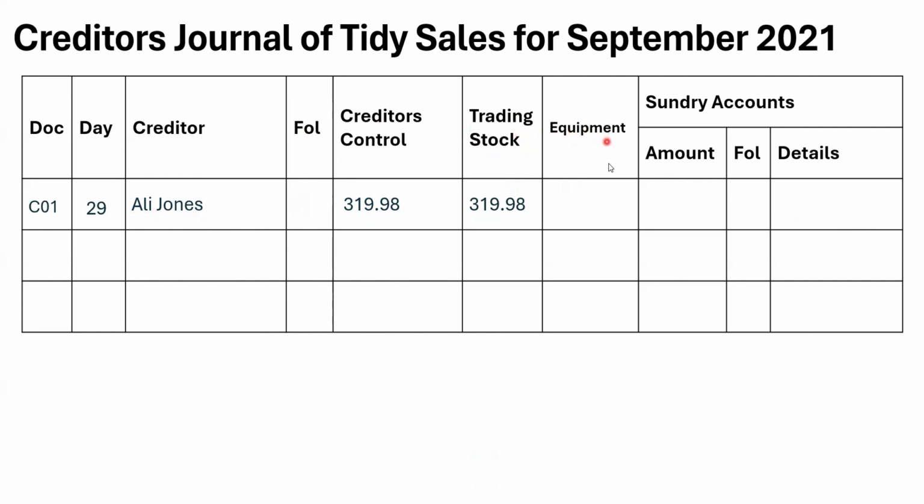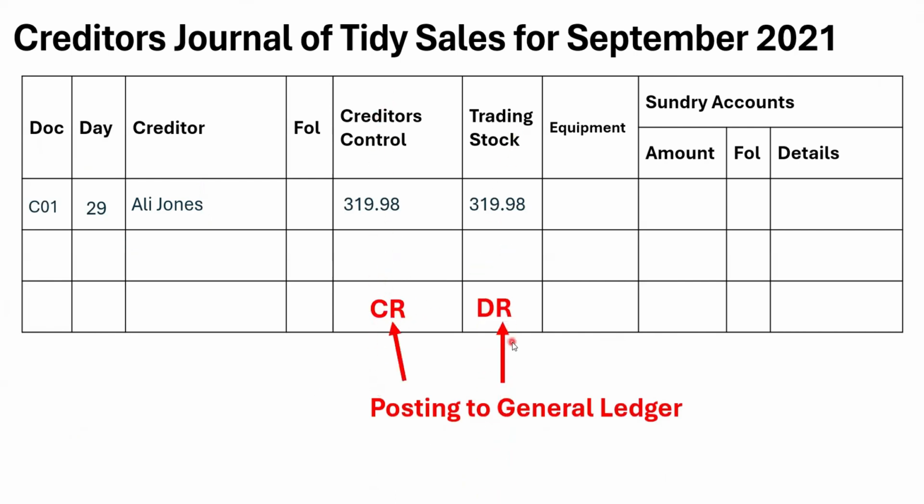If there is no column, you will use sundry accounts, which you were taught since grade 8, the same as the CRJ and CPJ. So this is a very, very simple journal, very easy. When I will post this to the general ledger, I will credit creditors control and I'll debit trading stock, equipment, and all my other sundry accounts. I'll show you later what that looks like. You will credit creditors control as a liability and debit all the other accounts.